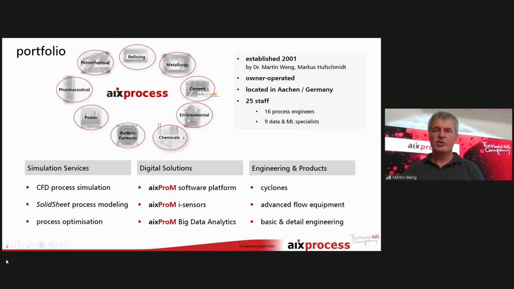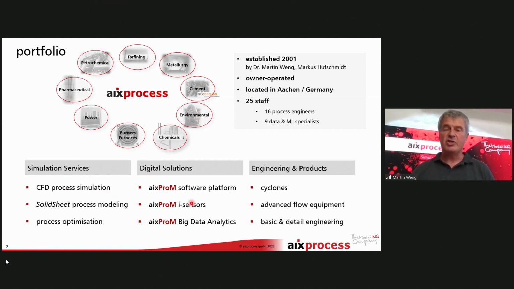That was established in 2001. And it's still owner operated. We are located in Aachen in Germany. It's just at the border to Belgium and the Netherlands. We are 25 in staff, among them 16 process engineers, and in the meantime, nine data and machine learning specialists. And from our solutions, what I'm presenting today is the CFD and process simulation here.